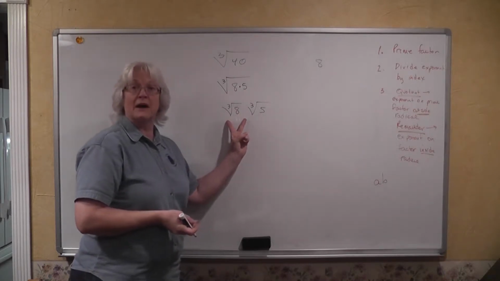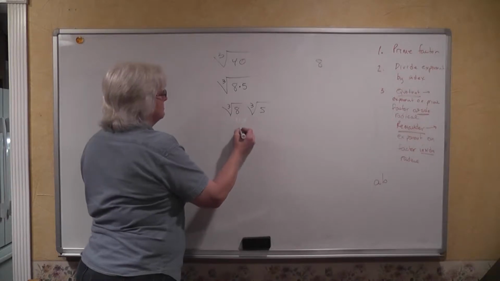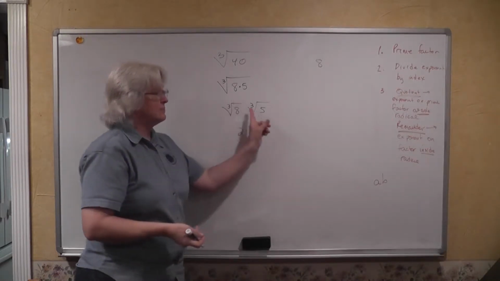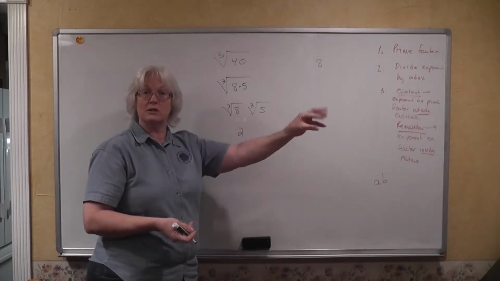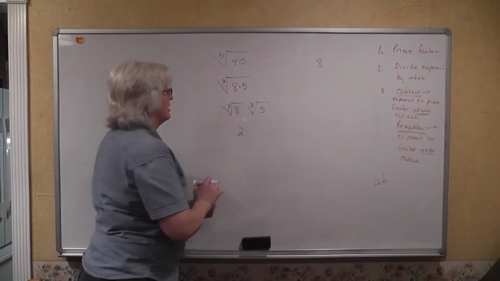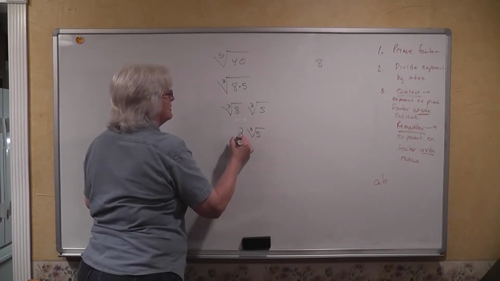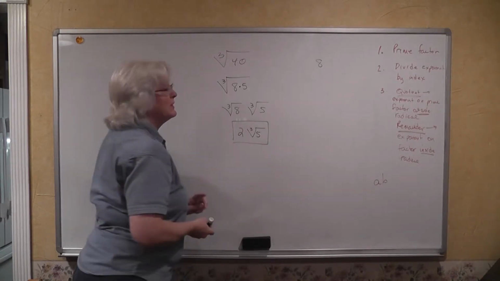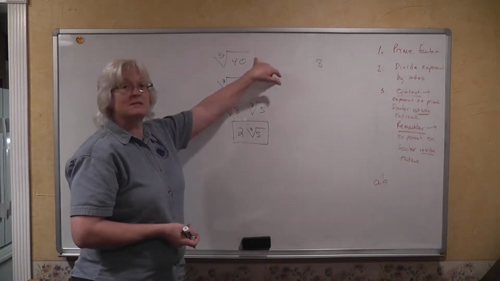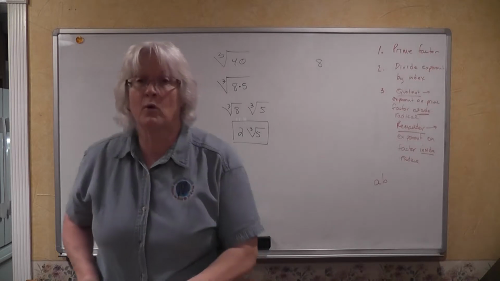What number used as a factor 3 times gives us 8? Well, that's 2. Is there some number we can come up with used as a factor 3 times that gives us a product of 5? Of course not. 2 times the cube root of 5, believe it or not, is the simplified form of the cube root of 40.